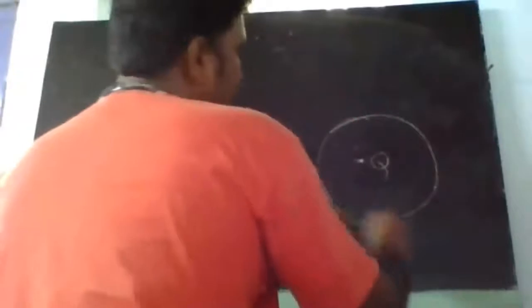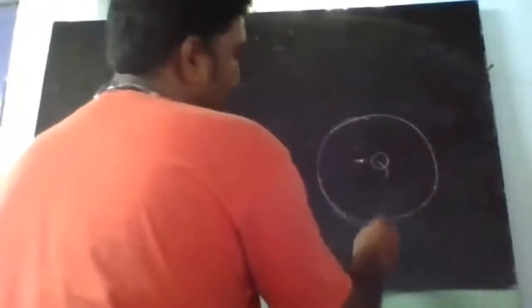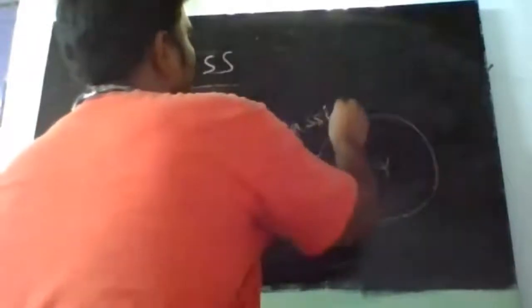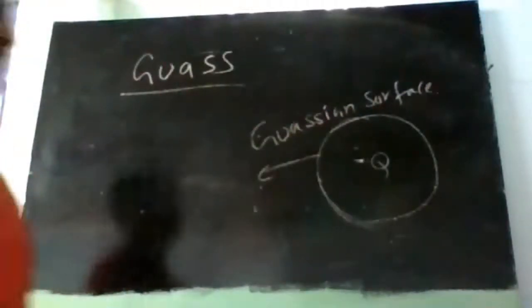Now if I take a closed surface around this, and if this surface is a Gaussian surface, what is this Gaussian surface? I'll tell you later. We study about it; it's not such a strange thing.